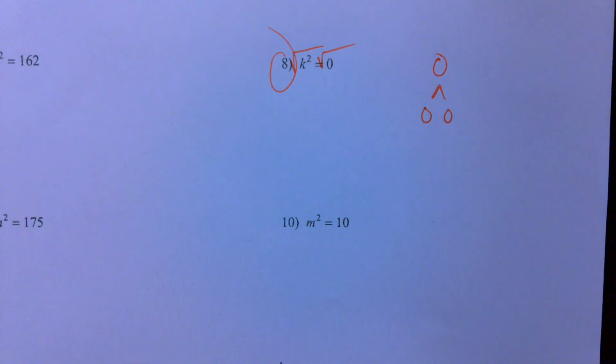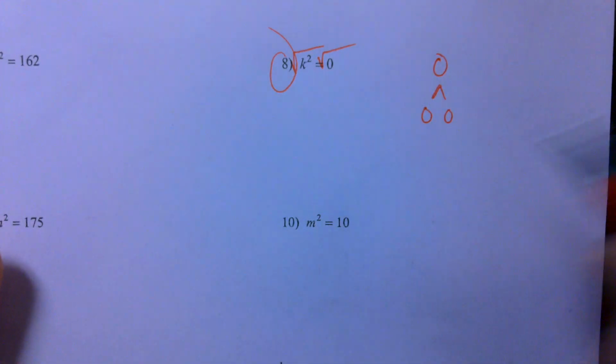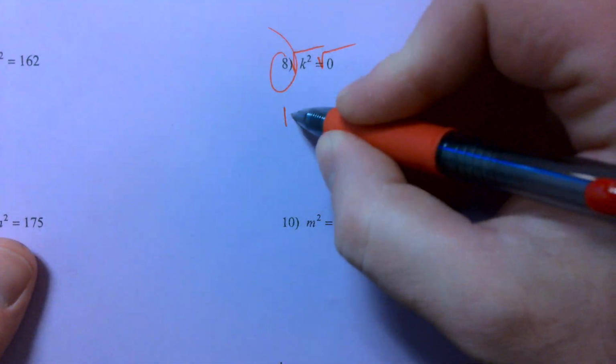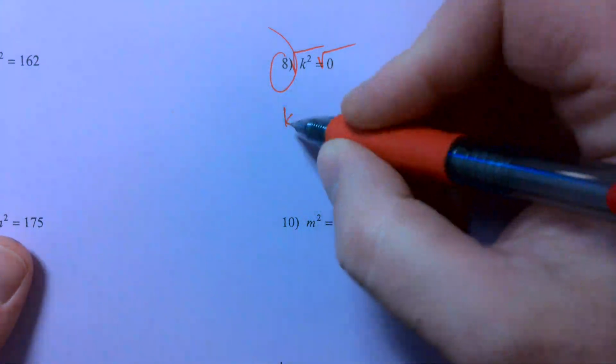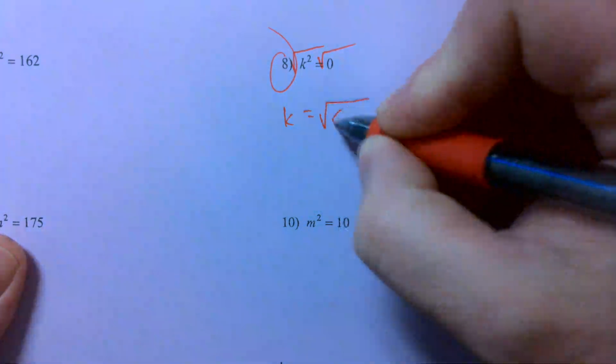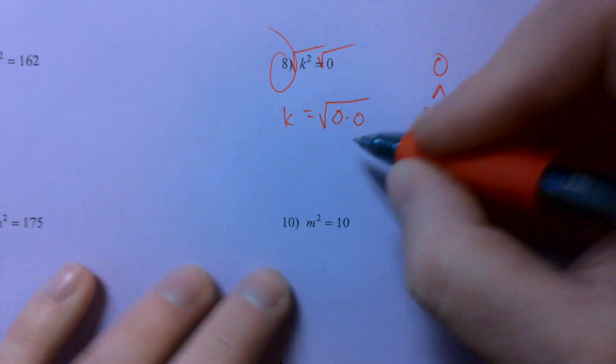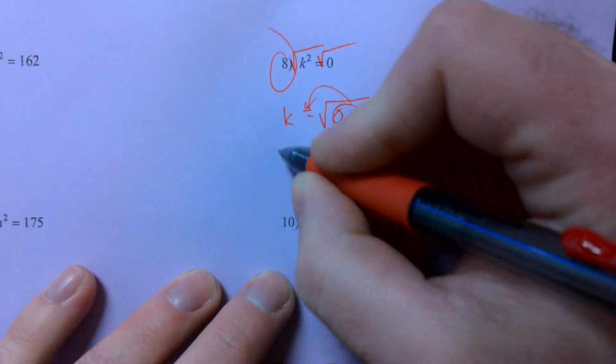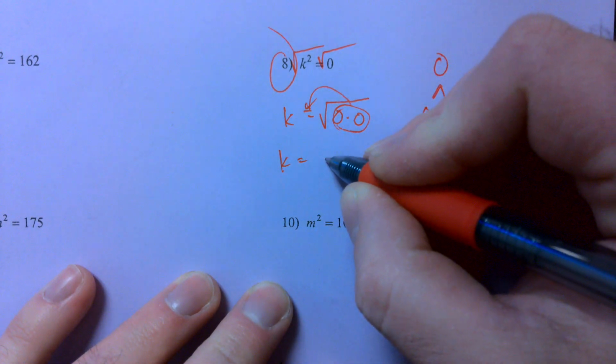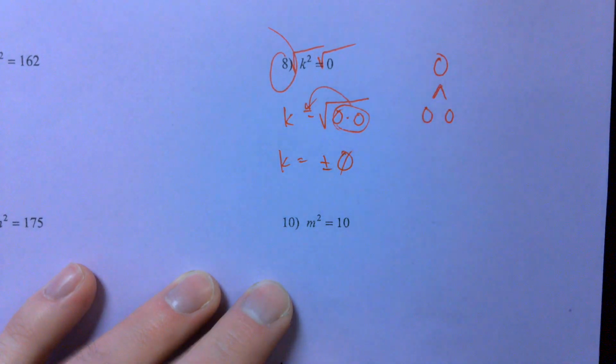0 times what? 10. We could do that, but we're looking for a pair, right? So I know I got 0 times 0. So the square root of k squared just simplifies to k. In here I've got a pair of zeros that I can bring out. What gets left behind? Nothing. So my answer, plus or minus 0.